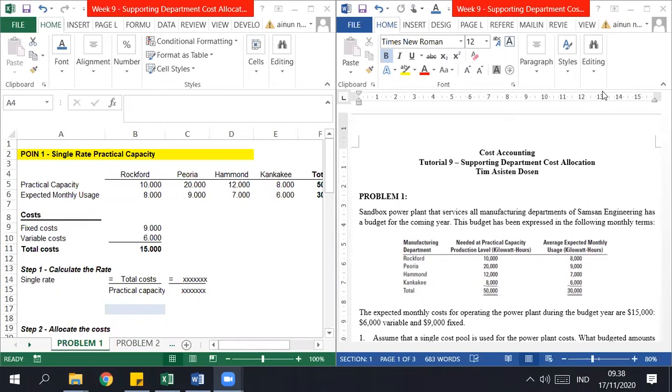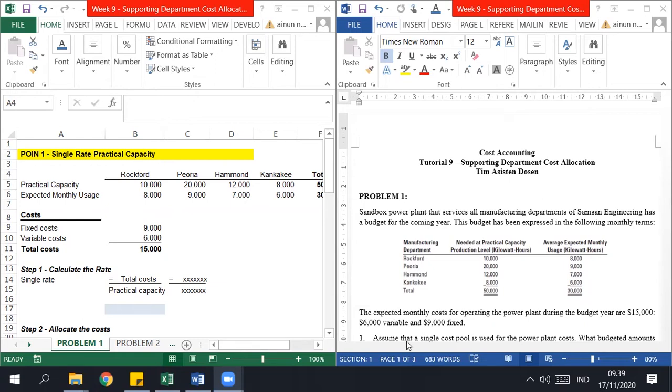For problem number 1, there is a power plant called Sandbox that serves all manufacturing departments of Samsung Engineering, which has a budget for the coming year. This budget has been expressed in the following monthly terms as stated, and the expected monthly cost for operating the power plant during the budget year is $15,000, which includes $6,000 of variable cost and $9,000 of fixed cost.